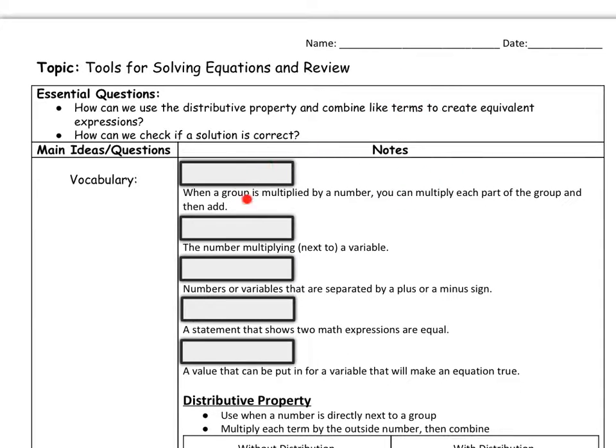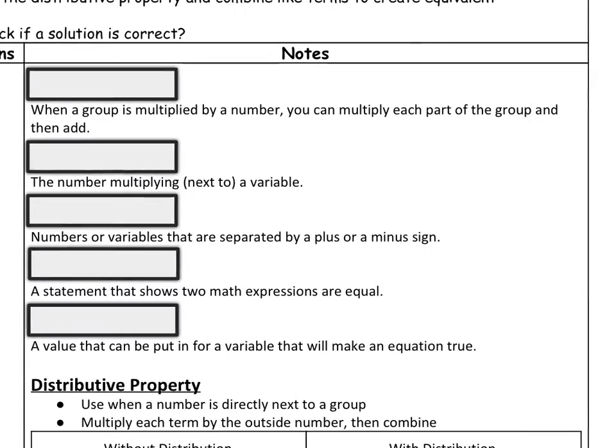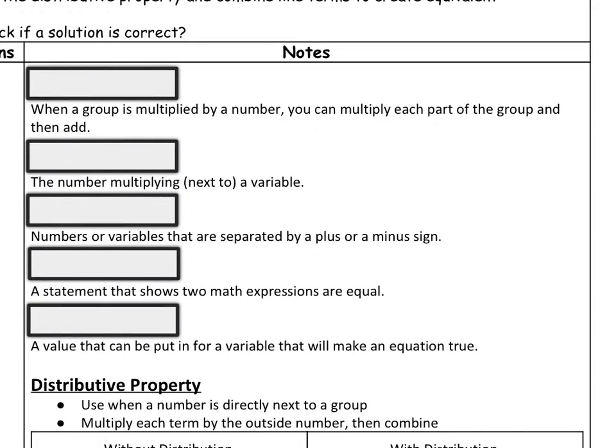Questions to ponder as we go. How can we use the distributive property and combine like terms to create equivalent expressions, make sure the math doesn't change even though it looks different, and then also how can we check if a solution is correct? Let's move on to our notes section of the video.